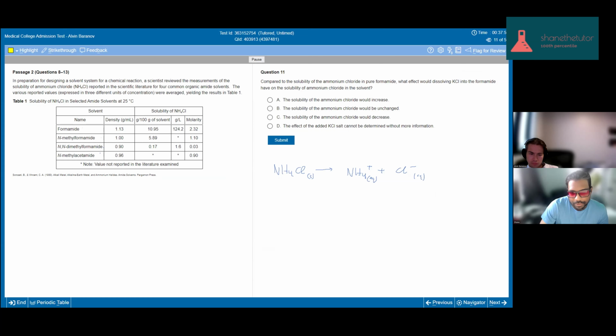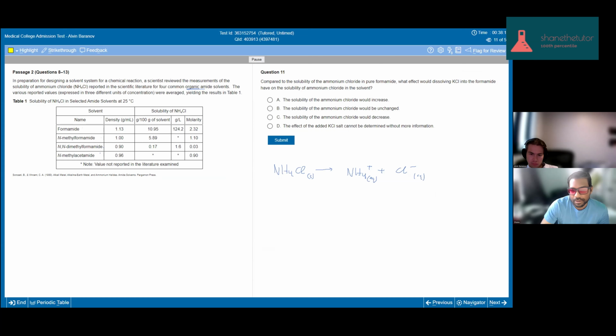So the reason I said let's pretend it's water is because technically these are organic amide solvents, and it's not readily known to us that that's going to cause dissociation, but typically it's easy to do that for water. But yeah, it's the common ion effect.